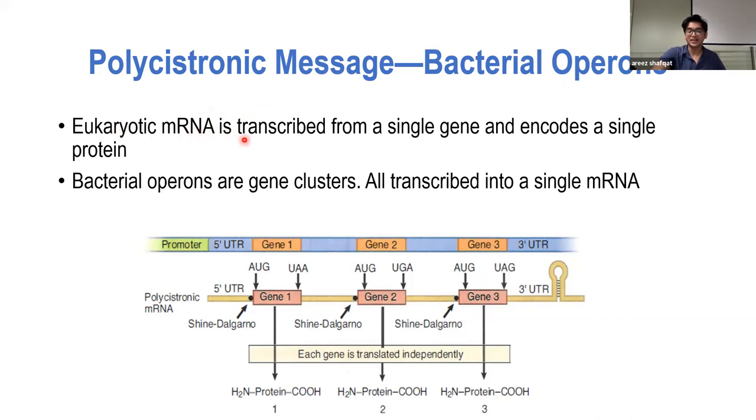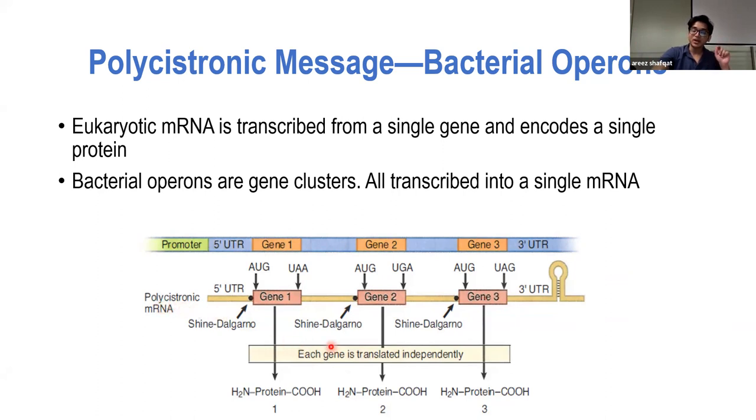So eukaryotic mRNA is transcribed from a single gene and encodes a single protein. Bacterial operons are gene clusters, which are all transcribed into a single mRNA. So if you look at this picture here, there's a promoter, and RNA polymerase with the help of sigma factor, because it's prokaryotic, will bind to this promoter. It will transcribe this 5' UTR with a Shine-Dalgarno sequence, and then transcribe this gene 1. Then it will transcribe all of this, another Shine-Dalgarno, gene 2. Then another sequence, then another Shine-Dalgarno, and gene 3. So all of the information for all of these genes is contained within the same mRNA. That's why it's called polycistronic mRNA, right?